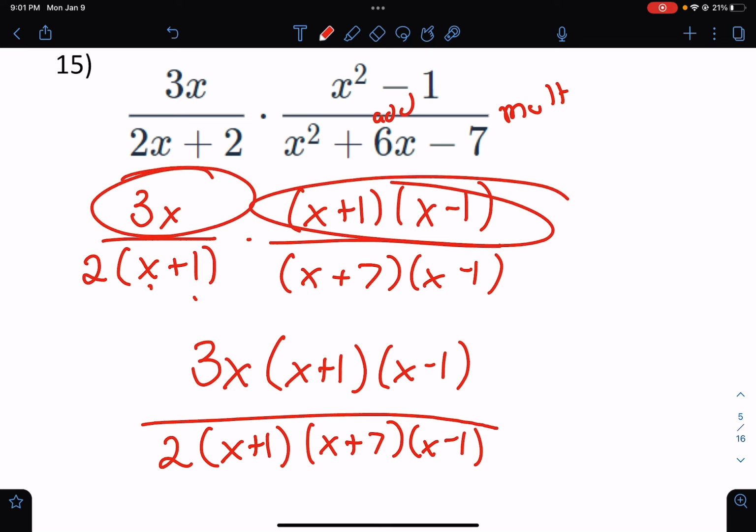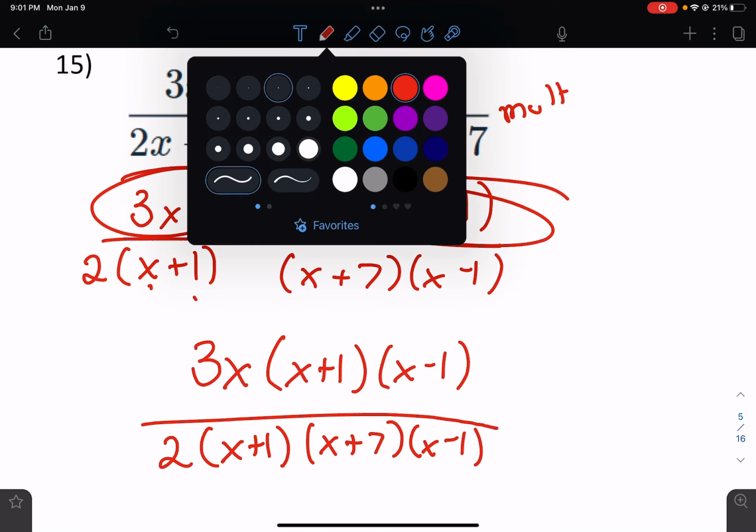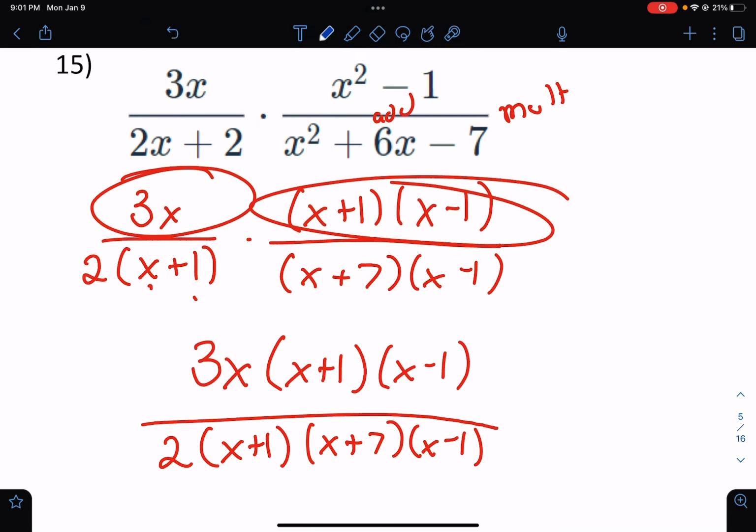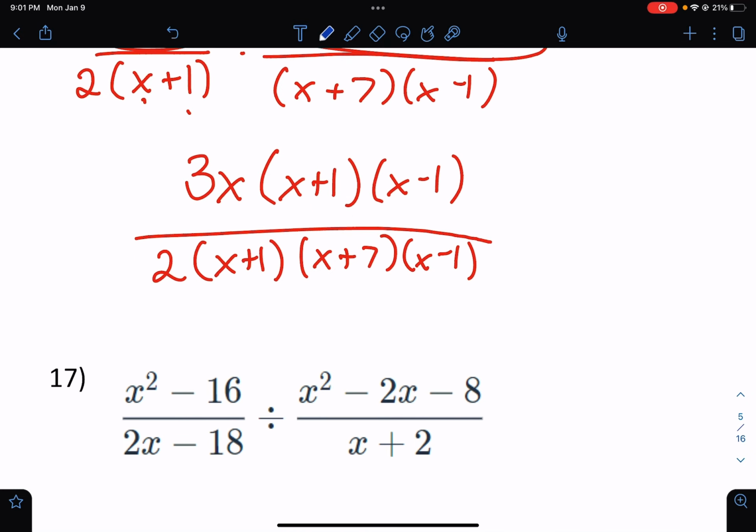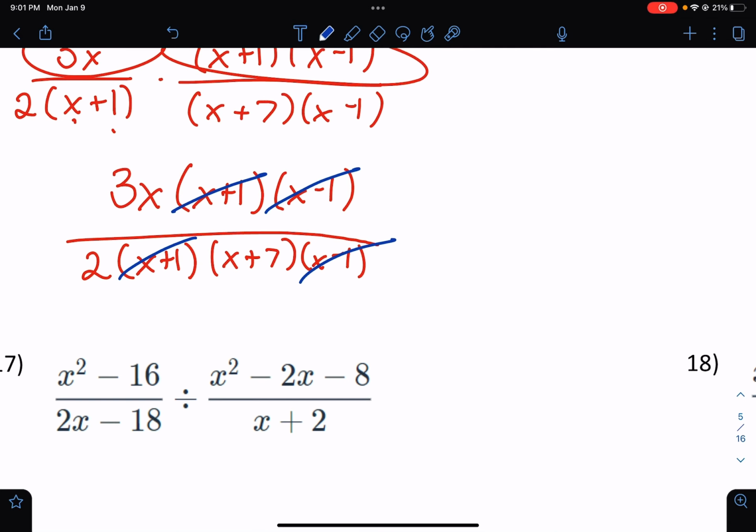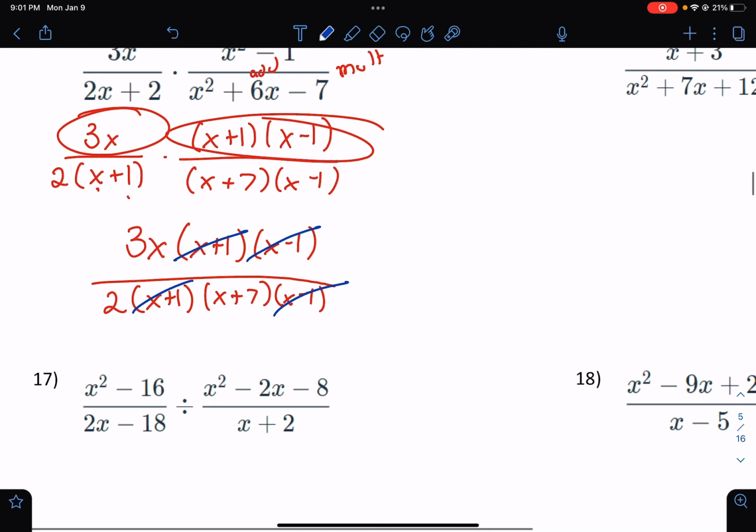Again, could you go ahead and distribute and FOIL and stuff? You could, but you don't want to do that because we want it to be factored, which allows us to cancel things out. So then we look and ask, is there anything on the top and the bottom that we can cancel here? First, you would look to see if you could simplify the 3/2 at all. You can't. Then I've got an x plus 1, x plus 1, x minus 1, x minus 1. So on the top, I am left with a 3x. And on the bottom, I'm left with a 2 times x plus 7.